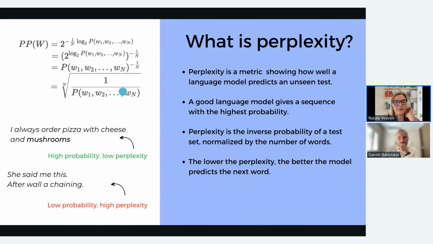So here is the formula, if you're comfortable with formulas, and here are a couple of examples. The sentence "I always order pizza with cheese and mushrooms" is an example of a very predictable and normal text, and it has high probability and low perplexity. Whereas the sentence "she said me this" is ungrammatical, and "after vowel chaining" is just an example of word salad, a fake sentence which doesn't make much sense. So both of these sentences would have low probability but high perplexity.